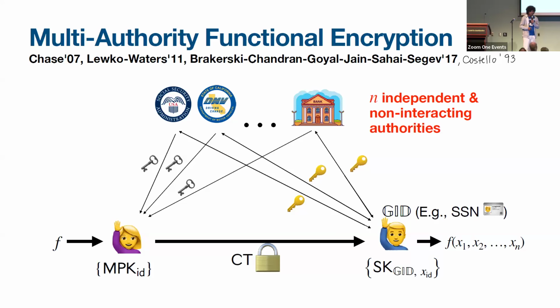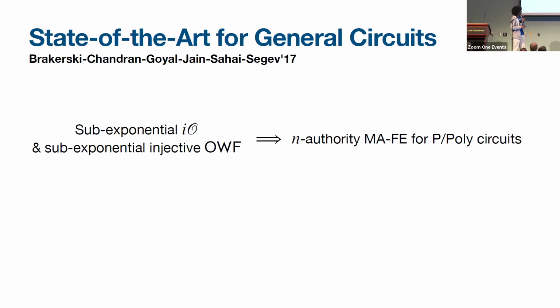In order to mitigate against trivial mix and match attacks, we parameterize each user in the system with a unique identifier known as GID, where the GID could be anything like a passport number, an SSN, driving license, or any unique identifier. So what do we know about MAFE?